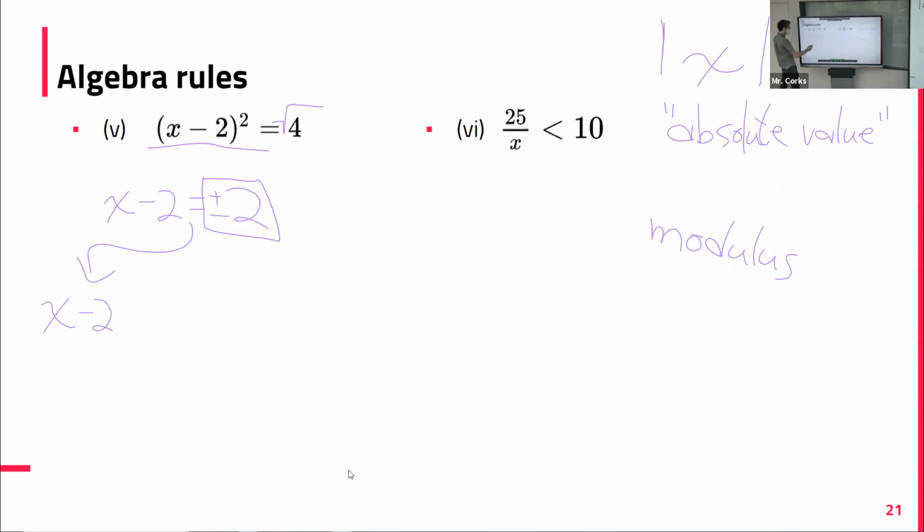So either x minus 2 is equal to positive 2, or the other version, x minus 2 is equal to negative 2. And we just consider both of them and work these out. At this point, it's pretty easy. X equals 4, or x is equal to 0. So both of those 2 values will satisfy this original equation. So the plus minus just means 2 things going on at the same time.